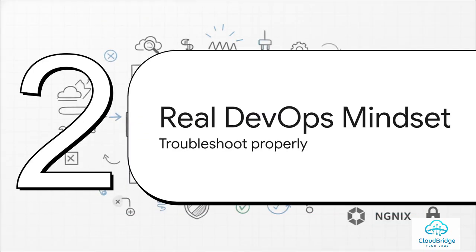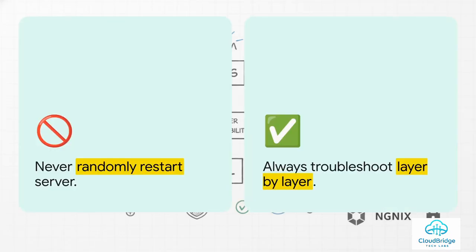Moving into Section 2, the real DevOps mindset. It is time to ditch the amateur habits. So, this brings us to how a true pro reacts versus someone who's, well, just guessing. Look at this stark contrast. On the left, we've got the classic amateur move, just randomly restarting the server, the good old reboot and pray technique. Sure, maybe the app comes back online, but you have zero clue why it crashed, meaning it's absolutely going to happen again. On the right, that's the real DevOps mindset.